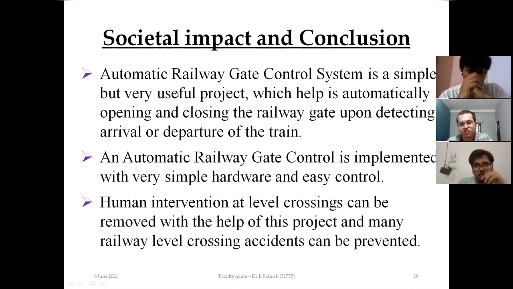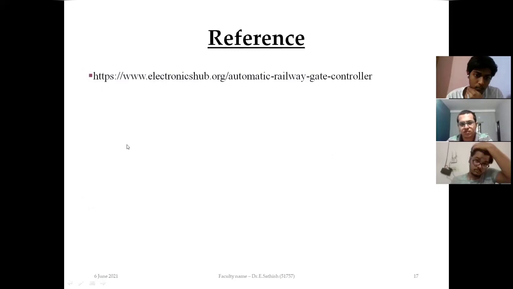So automatic railway gate system control is a simple but a very useful project which helps in automatically opening and closing of a railway gate upon detecting the arrival or departure of the train. It is implemented with very simple hardware and easy control, and human intervention at level crossings can be removed with the help of this simple project, and many railway level crossing accidents can be prevented. Next.